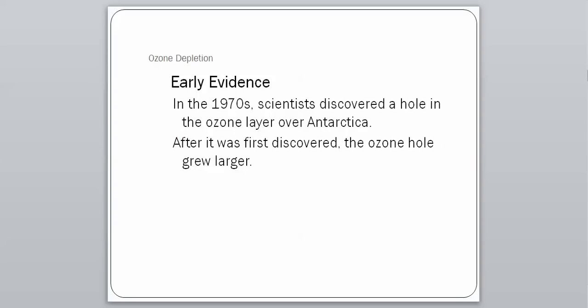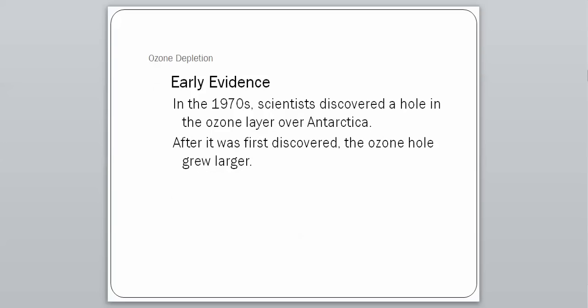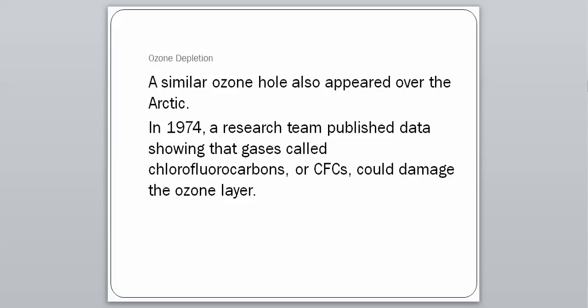We discovered that this ozone has been depleted because in the 1970s, scientists discovered a hole in this layer over Antarctica, and after it was first discovered, the ozone hole just grew larger. It wasn't like, oh gosh, you saw me, so now it's going to grow bigger. It's because human activities caused this thing to grow. And then a similar ozone hole has also appeared over the Arctic area as well.